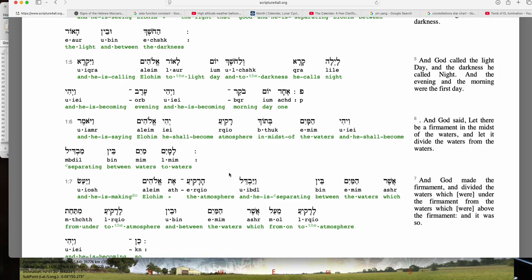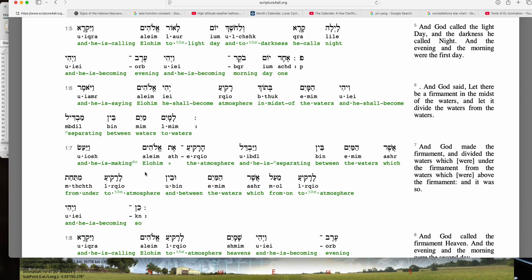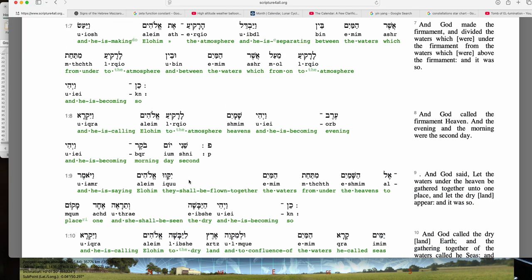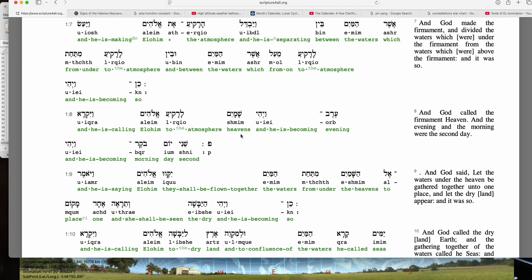He shall become separating between waters to waters. He is making everything from the beginning and the atmosphere, and he is separating between the waters which are under the atmosphere and the waters which are above the atmosphere, and he's becoming so, and he's calling everything to the atmosphere heavens, and he's becoming evening, he's becoming morning, day second.